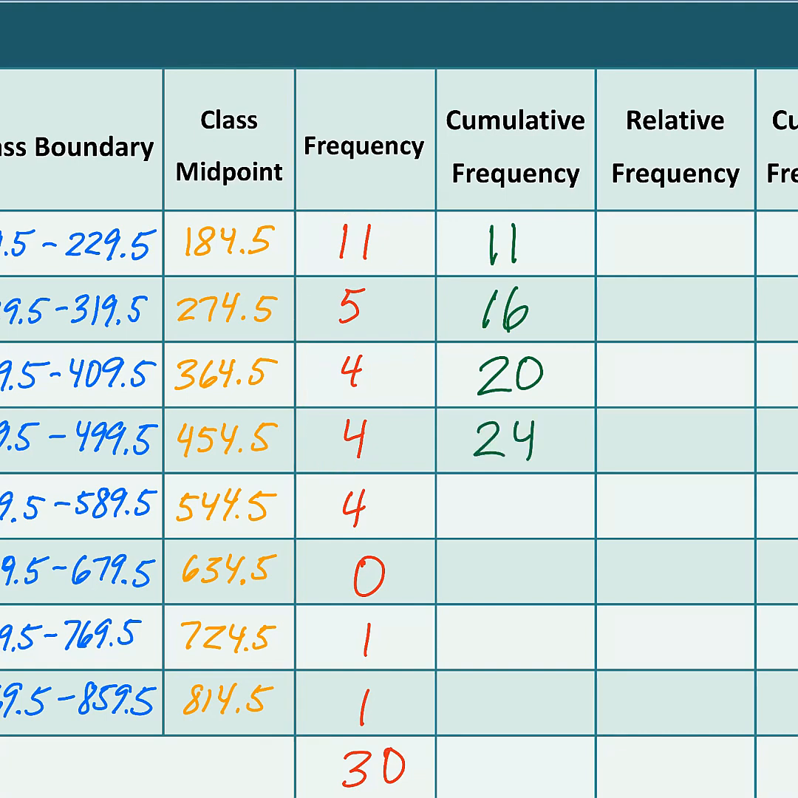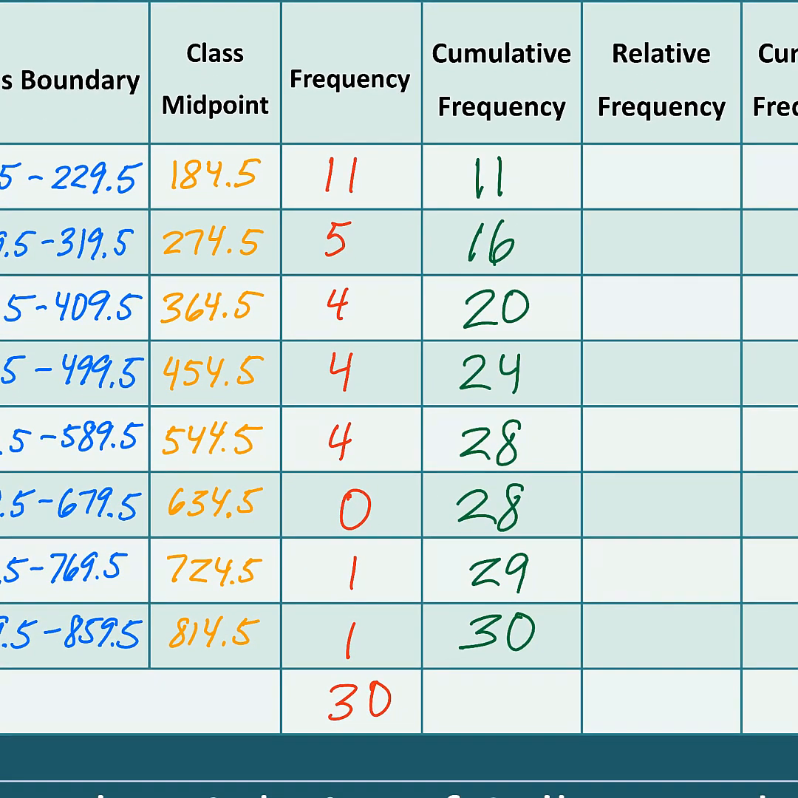Following the same pattern, again, I invite you to fill out the rest of this column, and you should end up with the following numbers. Here, there's no need to place a total in that bottom column there because we've already reached the 30.